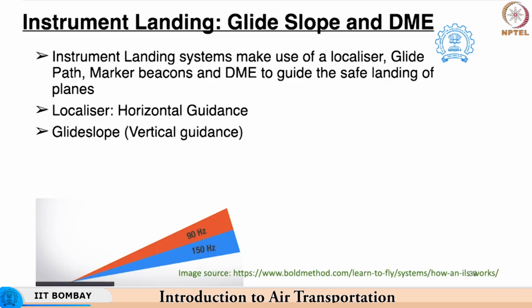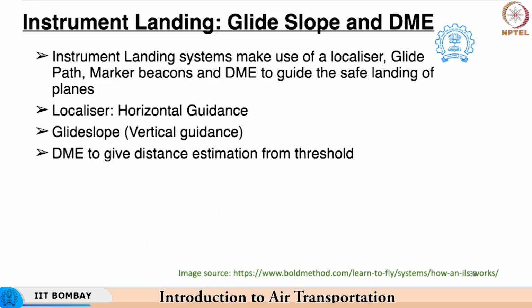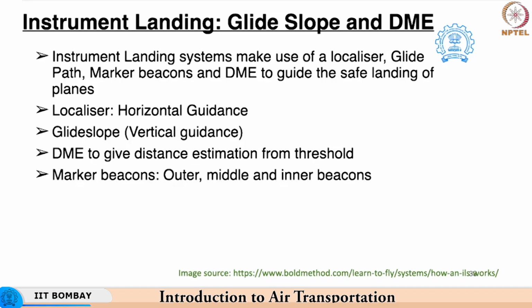Details related to this particular system will be elaborated in the presentation given by Professor Pant in one of the later lectures. DME, as I mentioned to you, is the equipment used to measure the distance from the threshold, and the marker beacons are basically visual markers provided to the aircraft to give visual indication of the overall location of the aircraft with respect to the approach leg and with respect to the distance from the threshold.